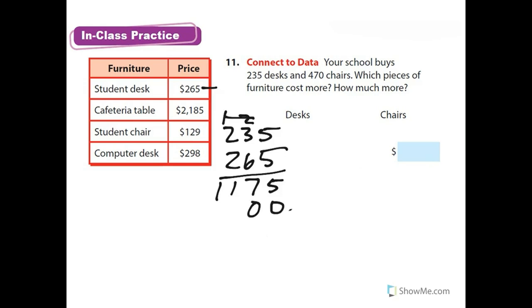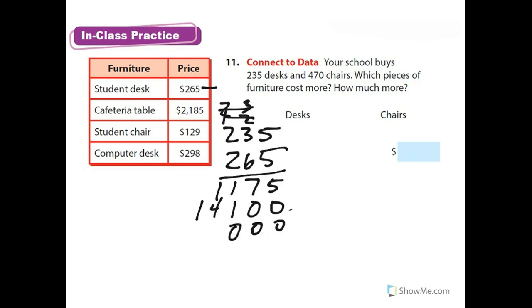6 times 5 is 30. Carry my 3. 6 times 3 is 18. 18 plus 3 is 21. Carry my 2. 6 times 2 is 12. 12 plus 2 is 14. Drop my 2 zeros because I'm in the hundreds place.